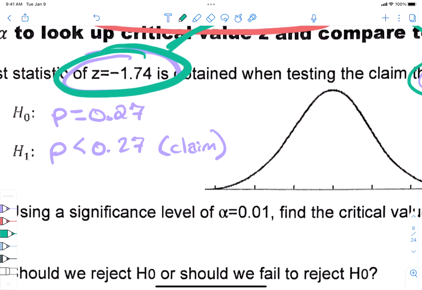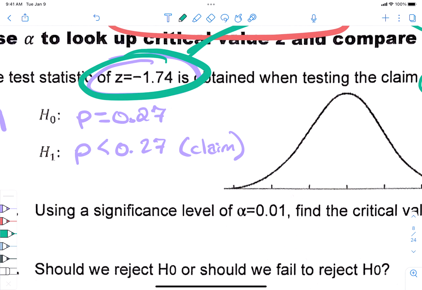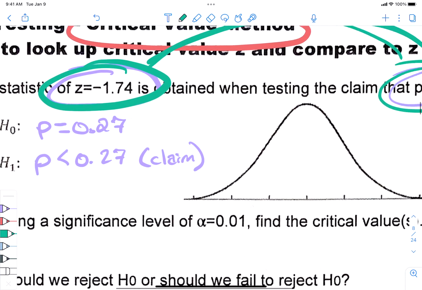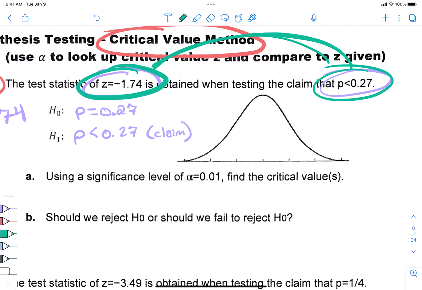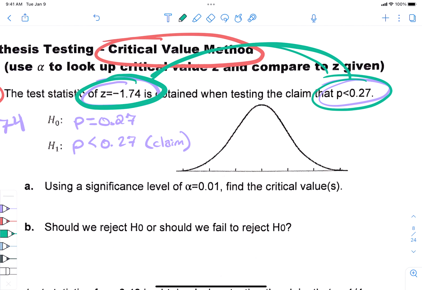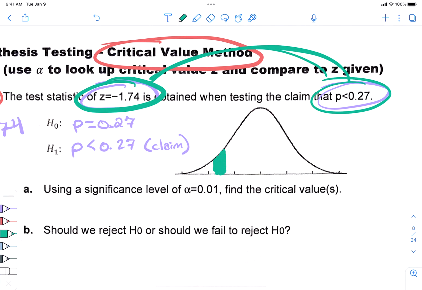So we said our null hypothesis is always equal to, we're saying equal to 0.27, and then we're claiming that P is less than 0.27. So we need to decide, is this left tail, right tail, or two tail, when we shade our bell curve. Do you remember doing this? Left tail, right tail, two tail. Left tail because I look at less than. If it's greater than, you shade the right side.